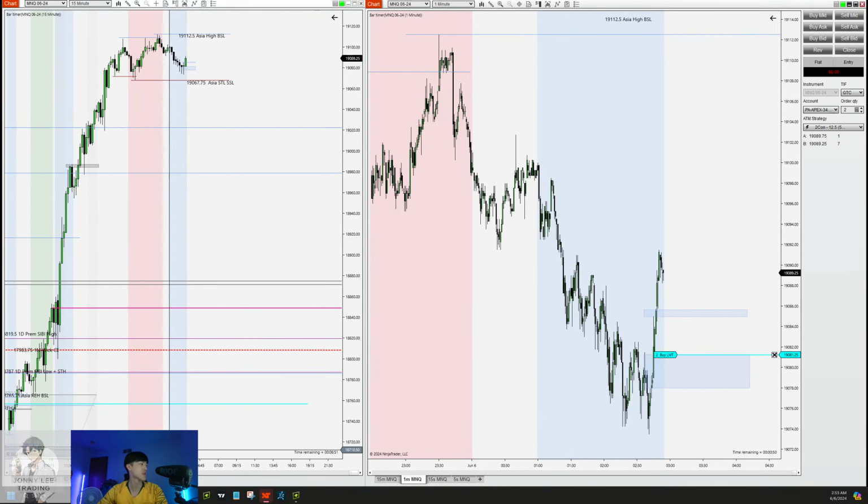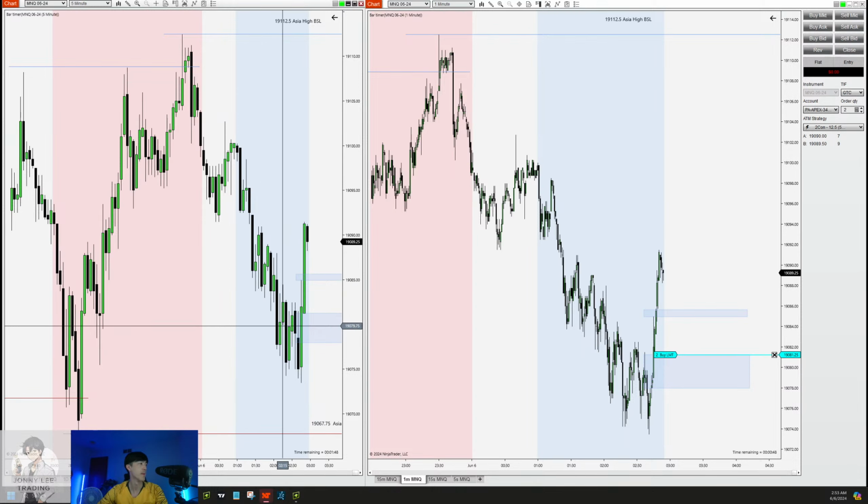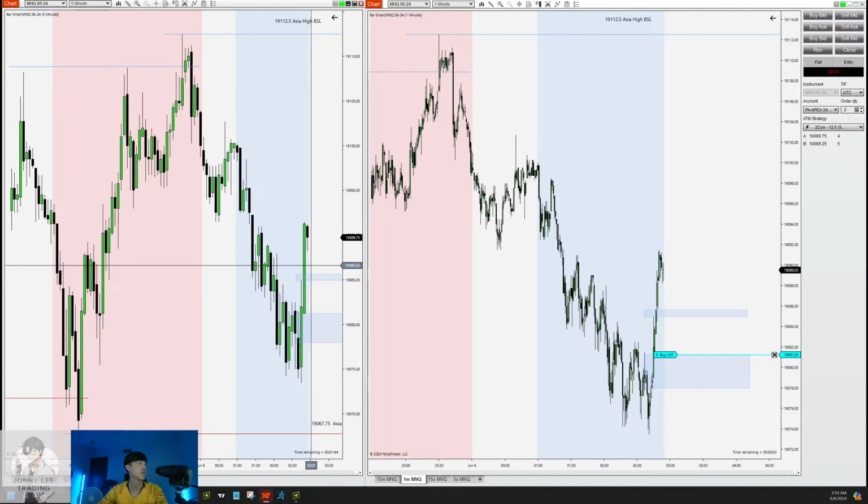So on the 5-minute chart, we have a minute left. There's a fair value gap forming here that you can see that we might come down into.